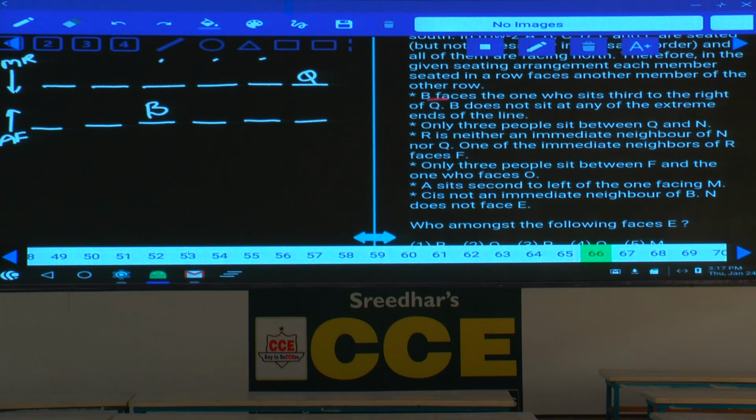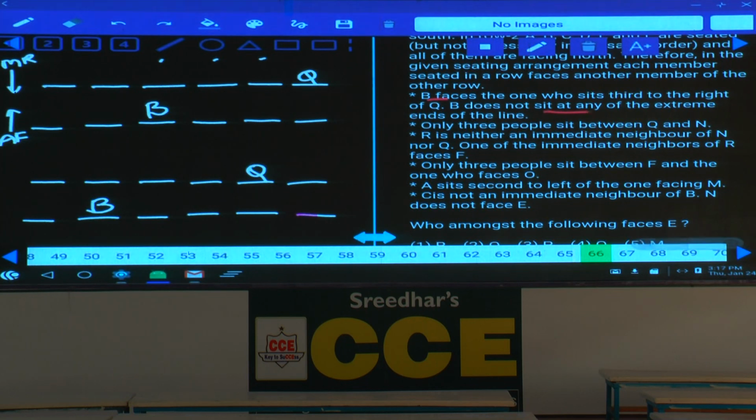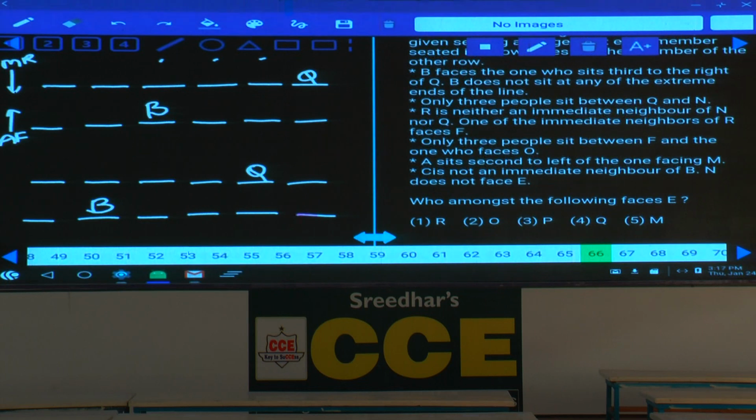And there is one more possibility. What is the second possibility here? 1, 2, 3, 4, 5 and 6. Now if Q is at the second place, then B will be at this place. And B does not sit at any of the extreme ends of the line, hence we are having only 2 possibilities. Then condition number 2, only 3 people sit between Q and N.